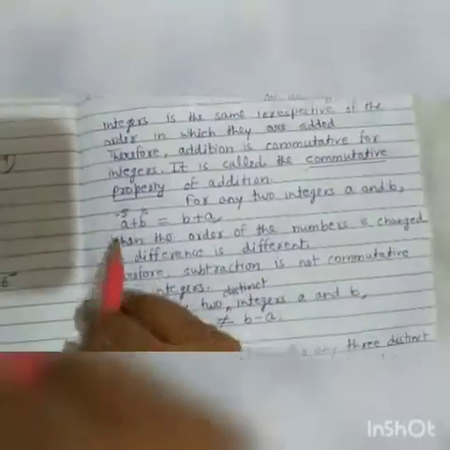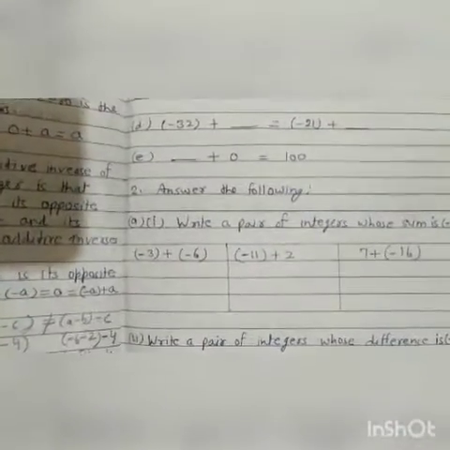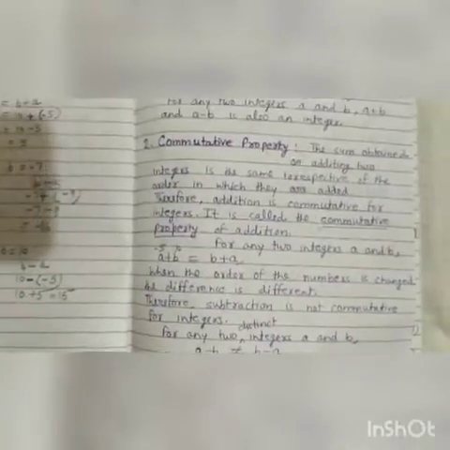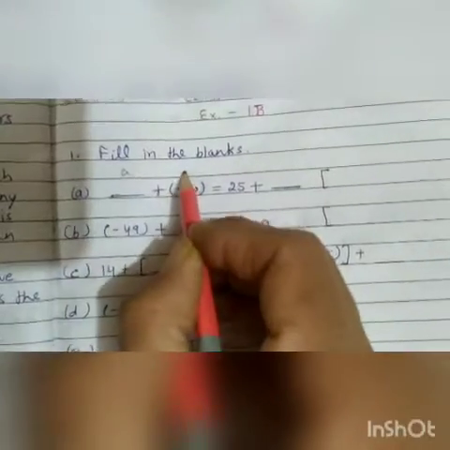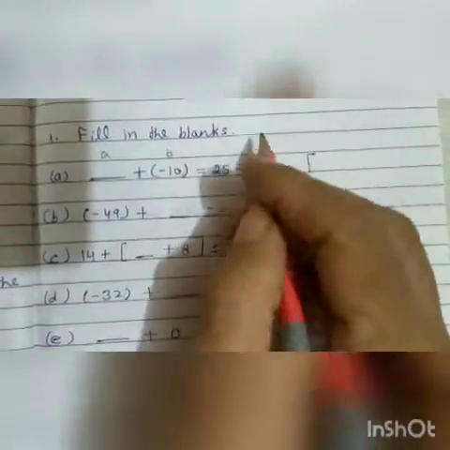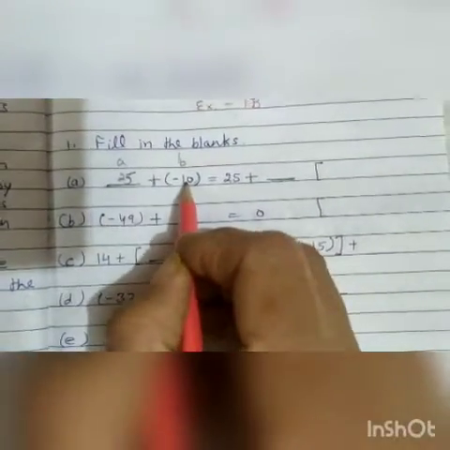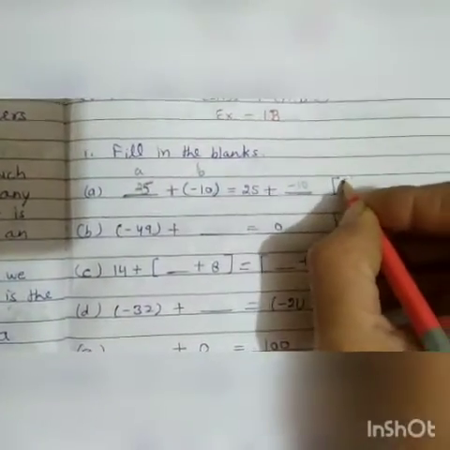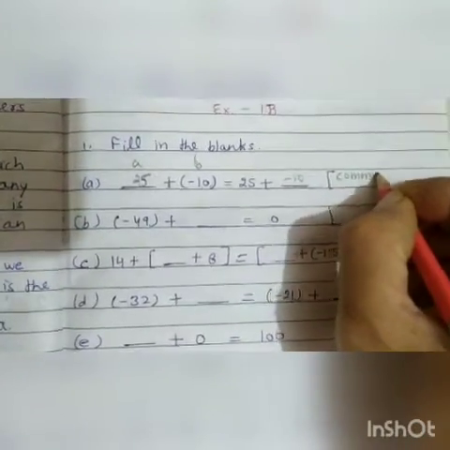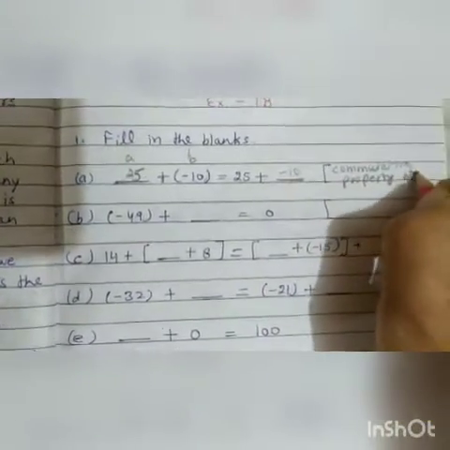In commutative property, a plus b is equal to b plus a. So see here, this is integer a and this is b. Here it is 25, so we will write 25 here. It is minus 10, so here we will write minus 10. Which property? This is commutative property of addition.